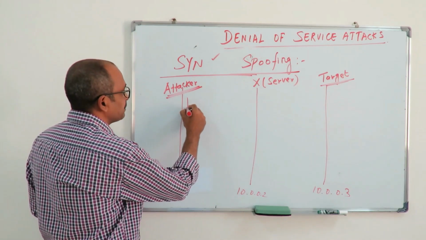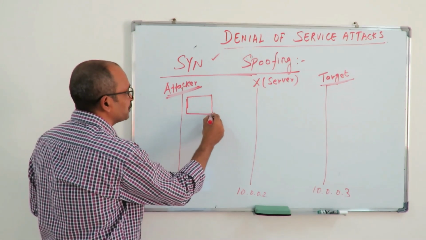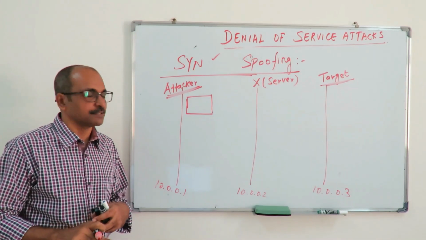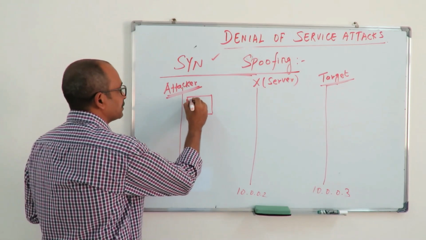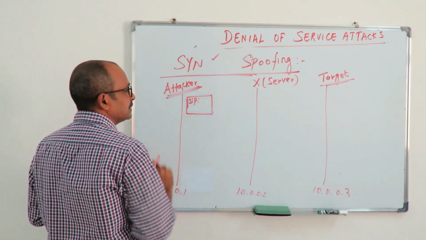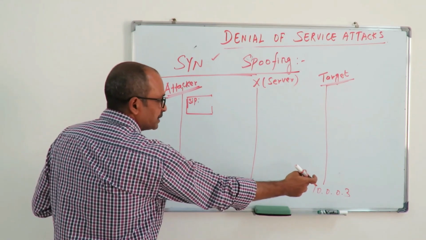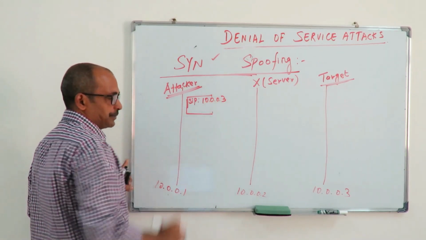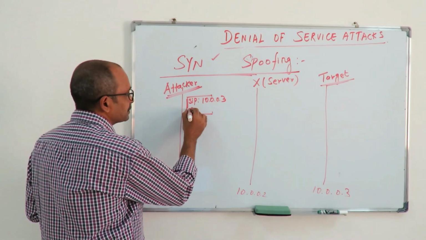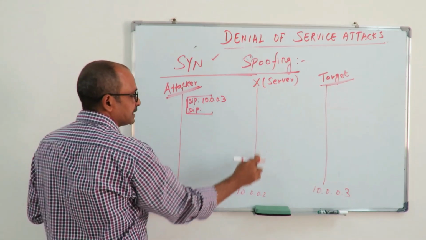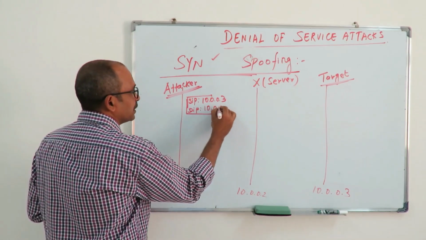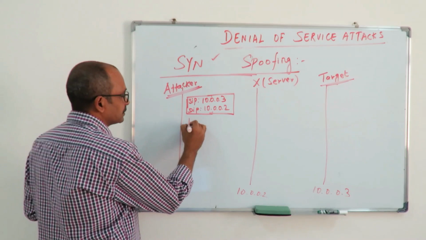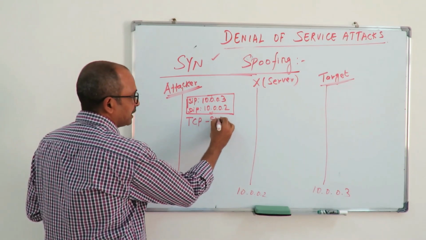Now I am creating a SYN packet here, but I am going to give a fake IP address. The IP spoofing concept, I am going to use it here. The source IP address: the attacker is not giving his IP address. Instead, the attacker is giving the IP address of the target, 10.0.0.3. Then the destination IP address is the IP address of the server, 10.0.0.2. So this is a SYN packet, particularly a TCP SYN packet. I am going to generate it like this.